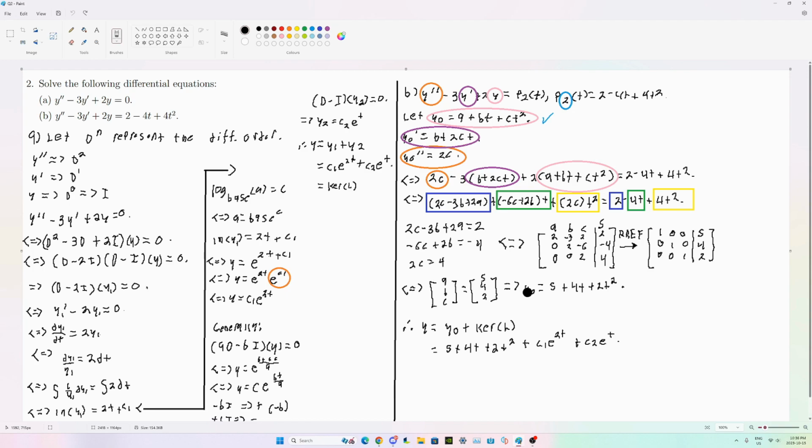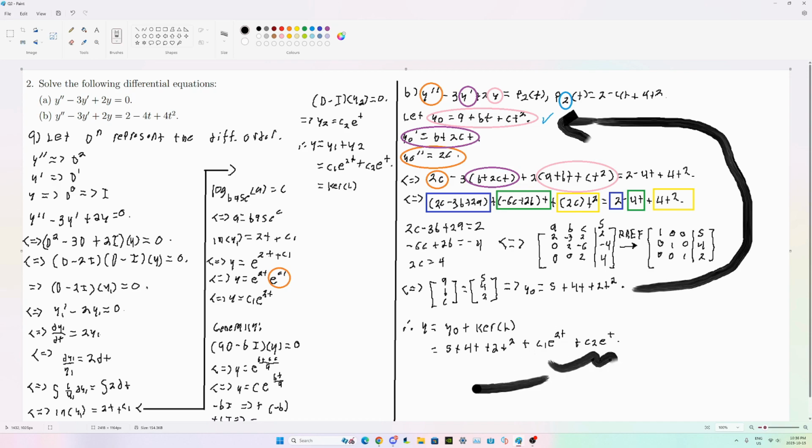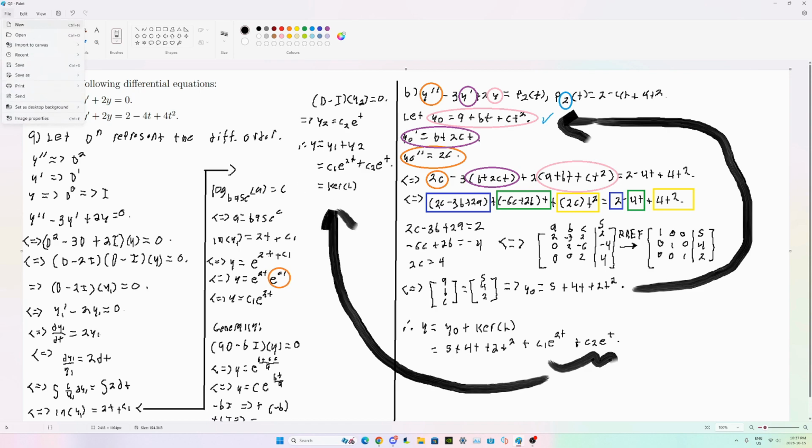And since this was with respect to some arbitrary P2 polynomial, we just sub it back into the original coefficients up here. And finally, to find our final solution, we just do y equals y naught plus our kernel, always add our kernel back. And so we get 5 plus 4t plus 2t squared plus our kernel, which is just over here. So yeah, that's it for that.